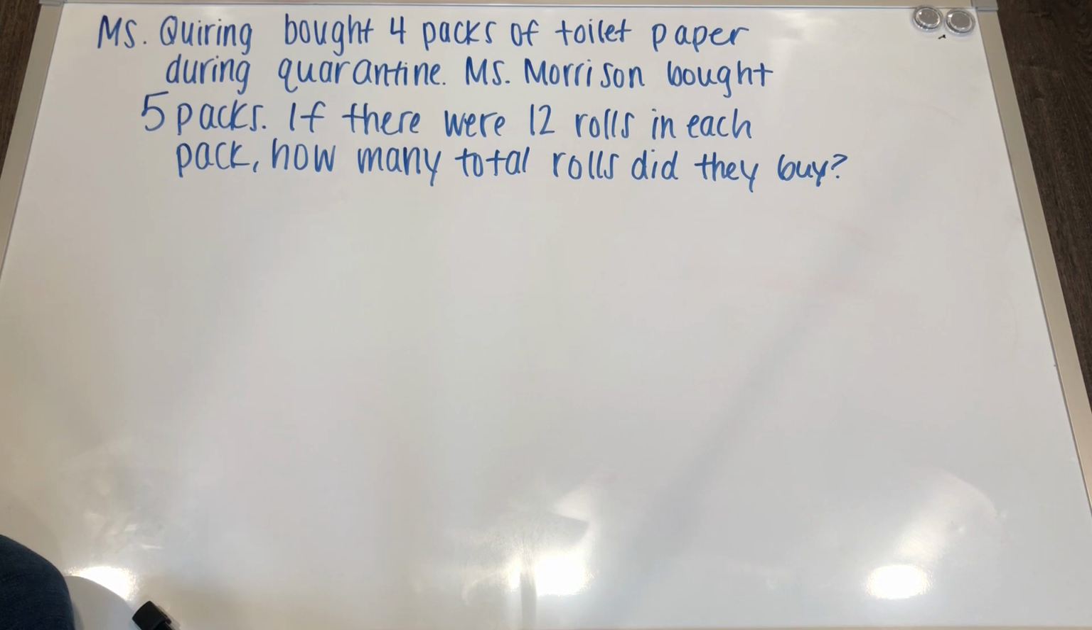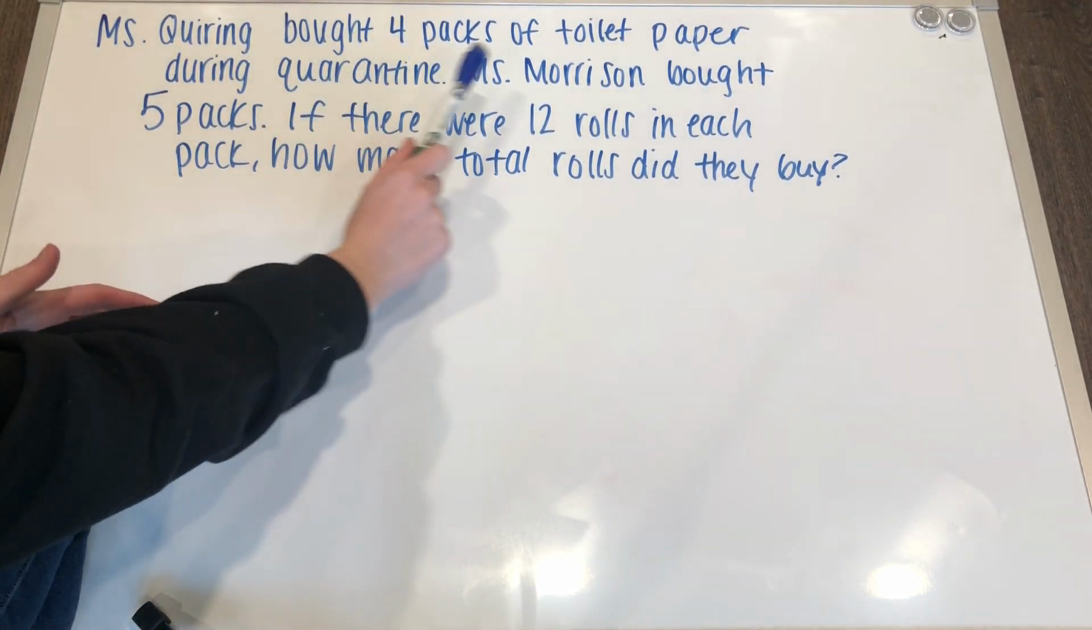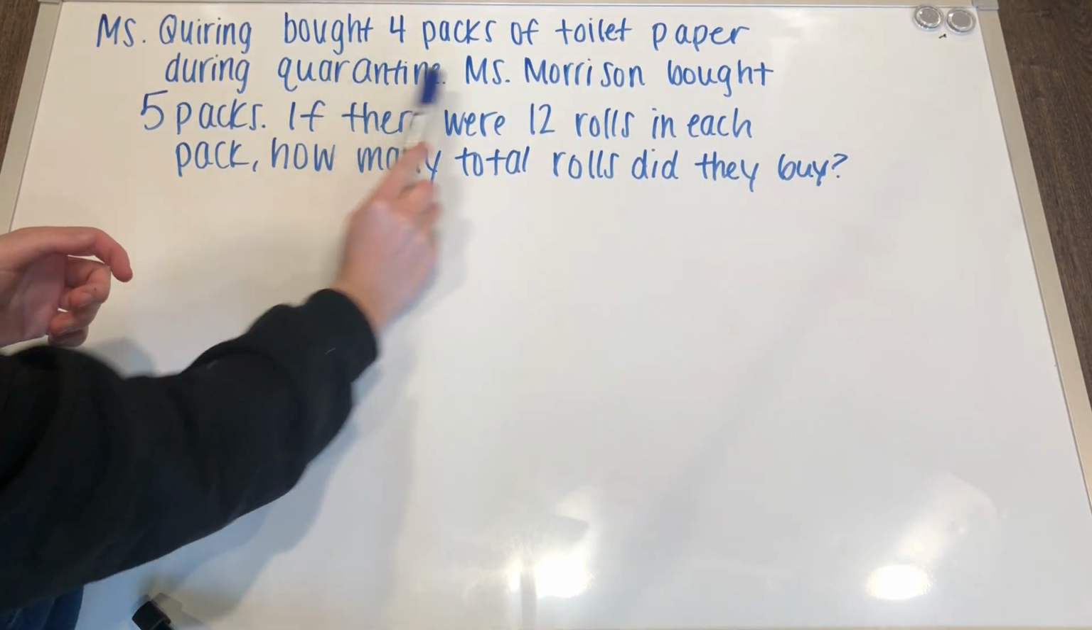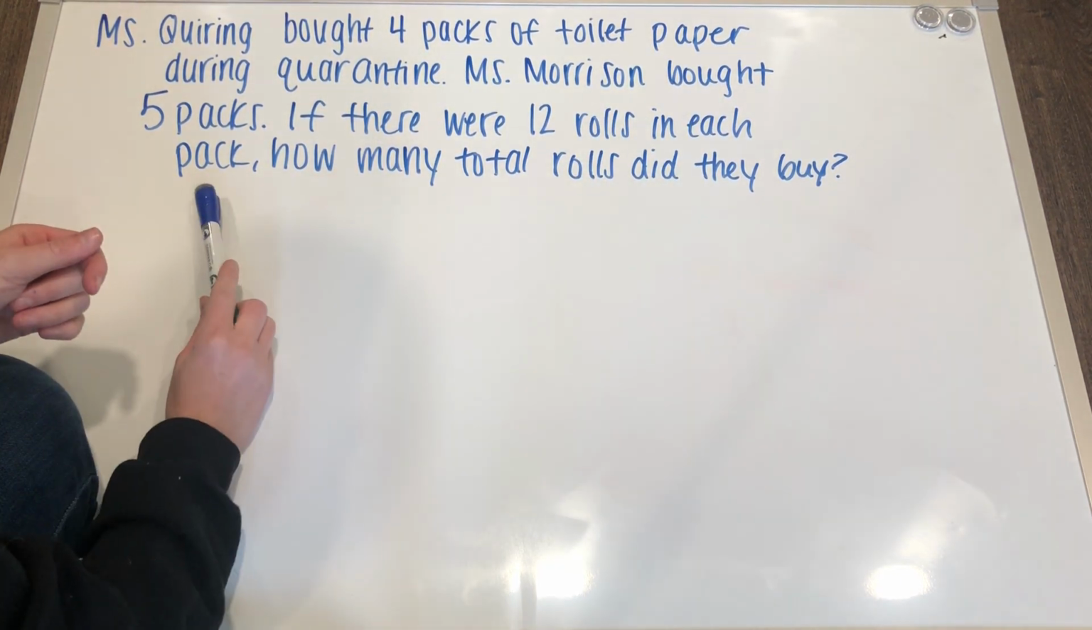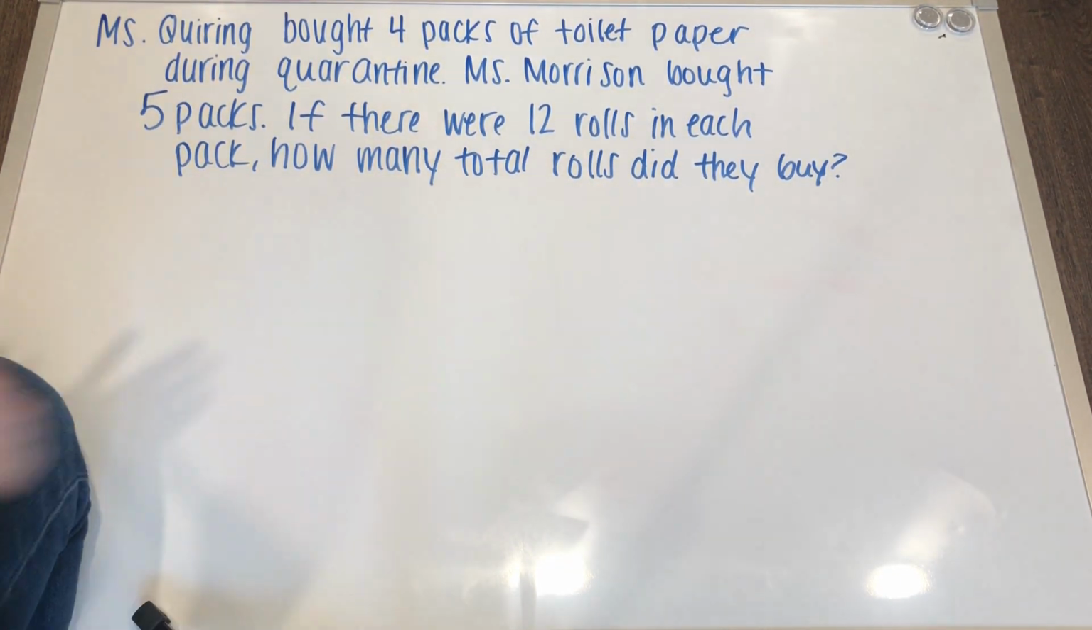What we're gonna do is kind of have a word problem. We're gonna walk through how we would solve it, how we would write it as an expression, and then evaluate or solve the expression. Okay, so first I have: Miss Quiring bought 4 packs of toilet paper during quarantine. Miss Morrison bought 5 packs. If there were 12 rolls in each pack, how many total rolls did they buy?